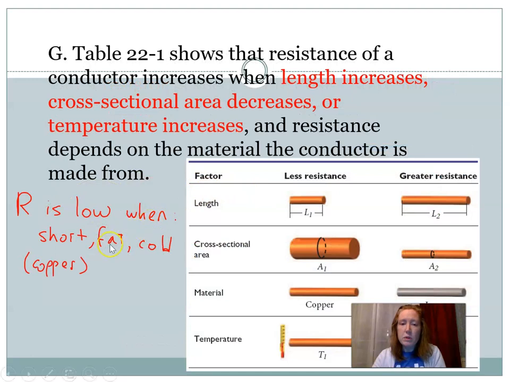Another important thing to know is the resistance in wires. Wires are supposed to have really small resistance. It's kind of their job, but they're not infinitely small resistance. When we think about the resistance of a wire, the best way to make a low resistance wire would be to make it short. Here I'm looking at length. Short, fat, cold, and then copper is what we tend to make it out of. Silver would be even better, but that's really rare and expensive.